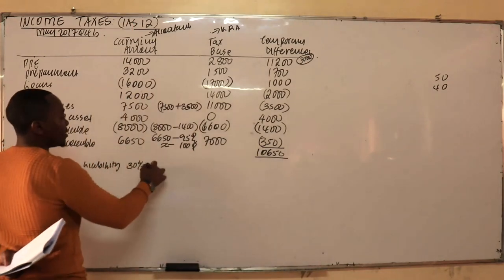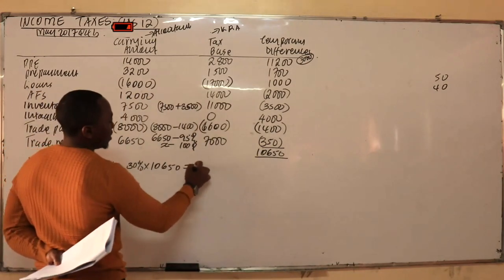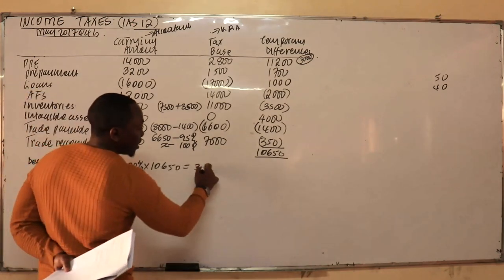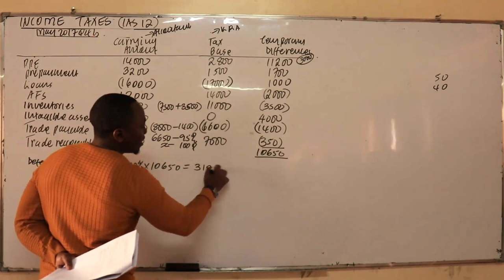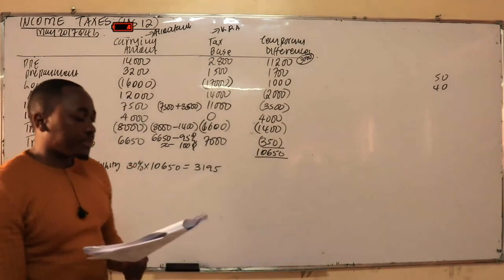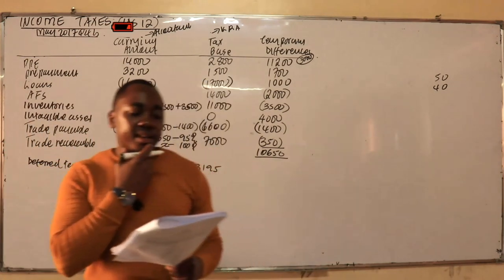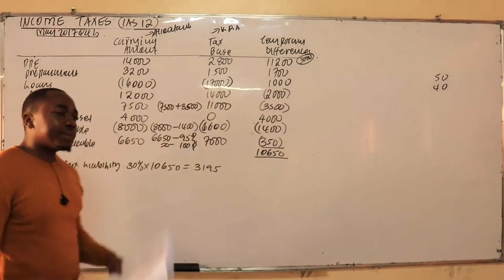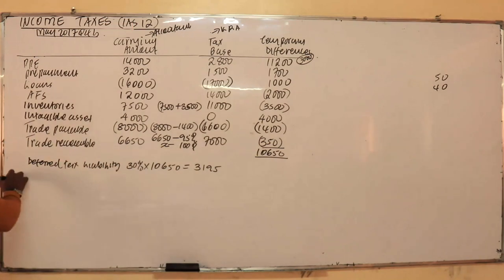You take 30% of 10,650. You get the 3,195. Good. Required: the deferred tax balance as at 30th of April 2017, 12 marks. Then number two, the deferred income tax account. So how do you prepare the deferred tax account?